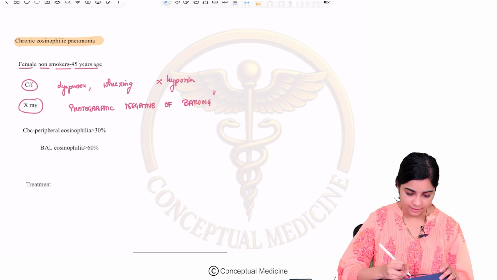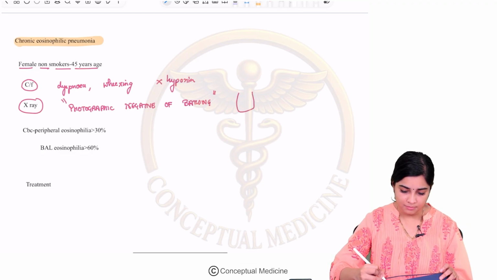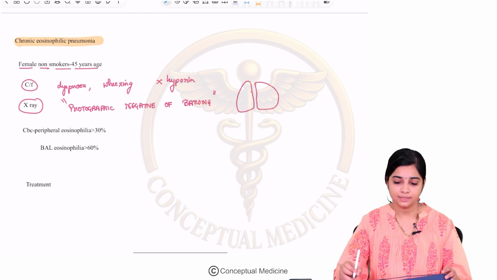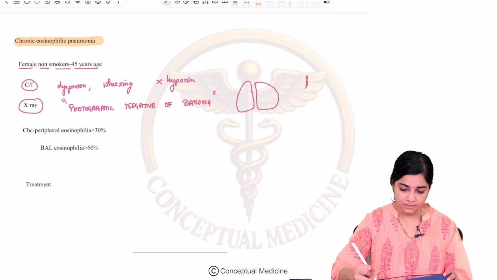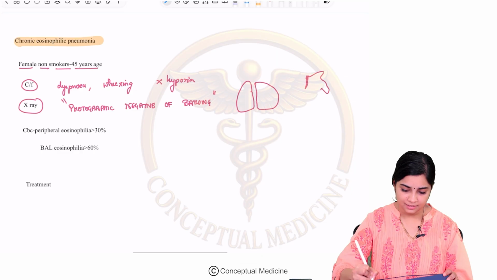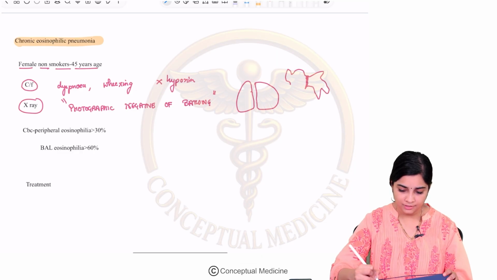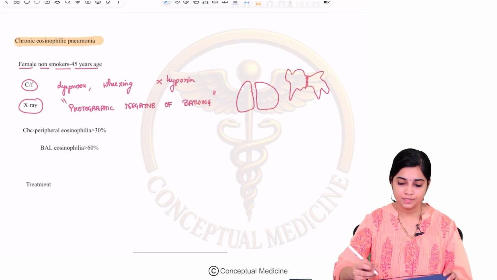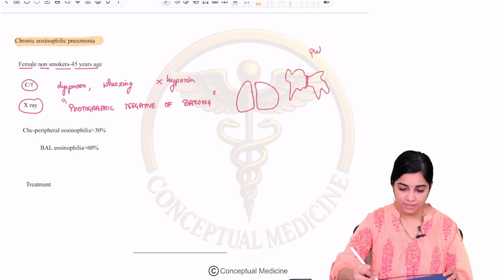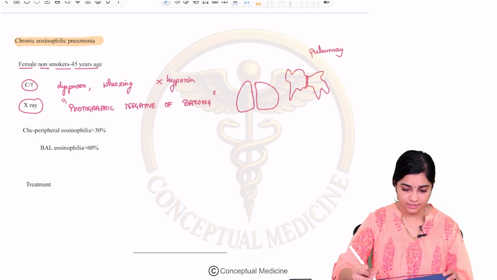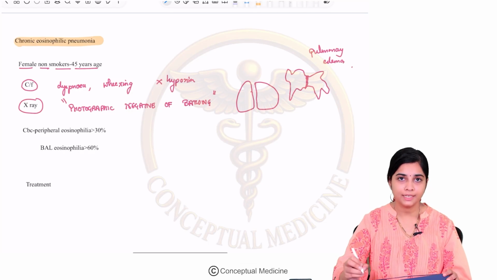So this is called the photographic negative of the bat wing appearance. What is the meaning of that? We know the bat wing appearance. Where do you find this bat wing appearance? We have heard of this in cardiogenic pulmonary edema, correct?